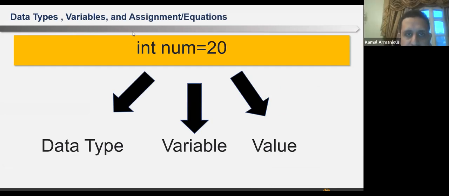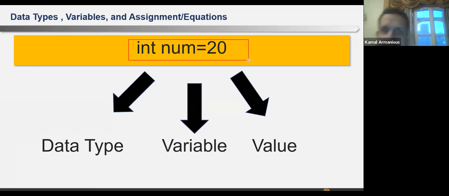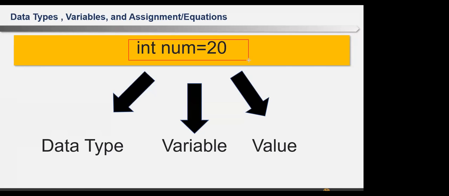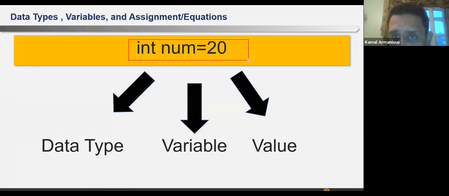So what was this? If you look at int num equal 20, what is this? It's a declaration, like we declared the variable called num, and it's an integer, with the semicolon at the end. And we decided that its value initially is equal to 20. Yes, you decided that its value initially is equal to 20.